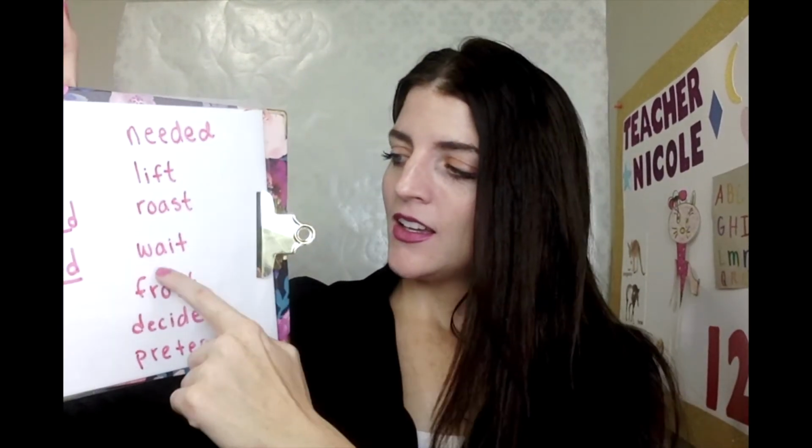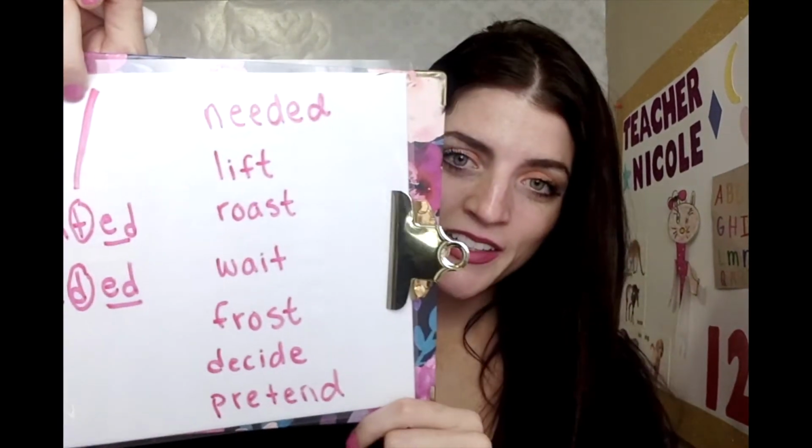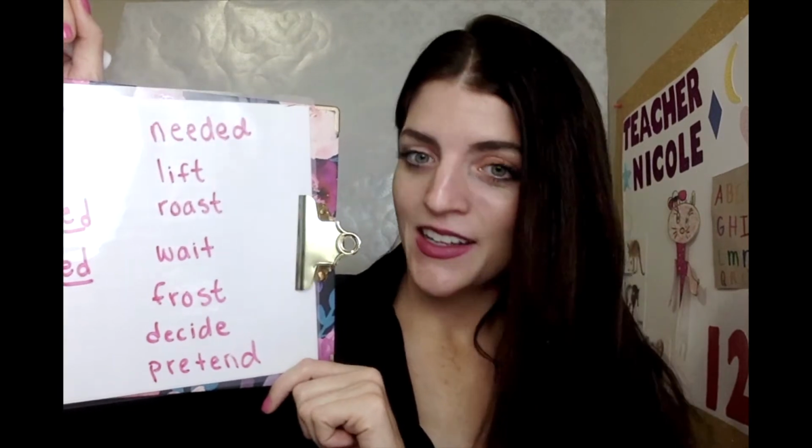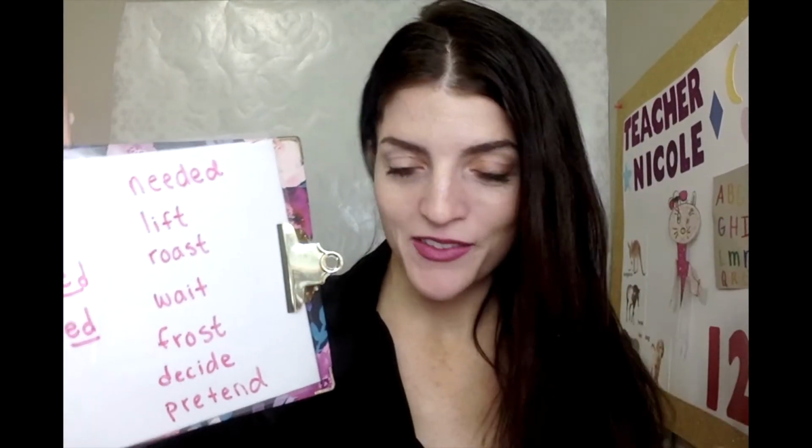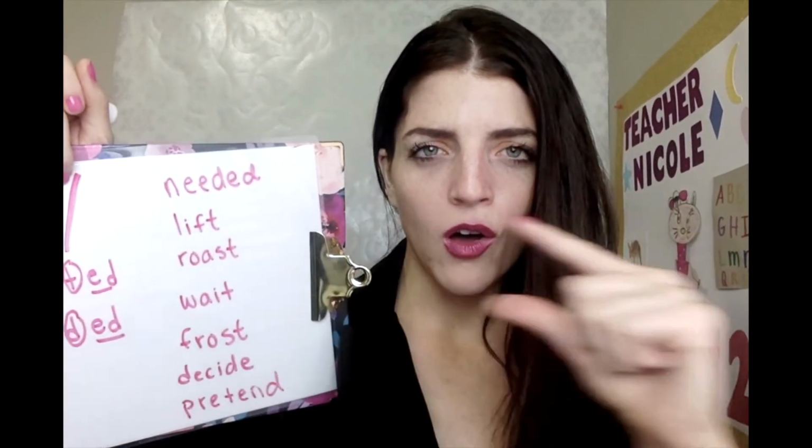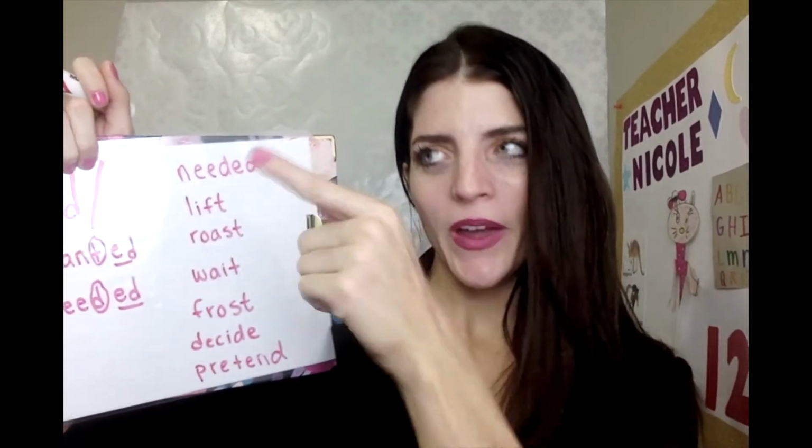Okay. Next verb is to wait. So it ends in a T. So we would add the id sound, the id sound. I waited for you all night long. Where were you? He waited for her all night long.